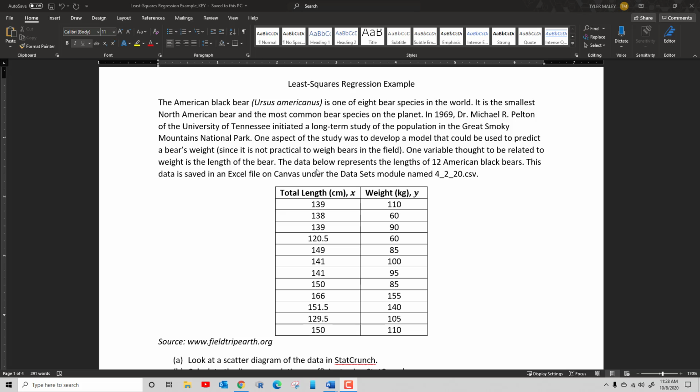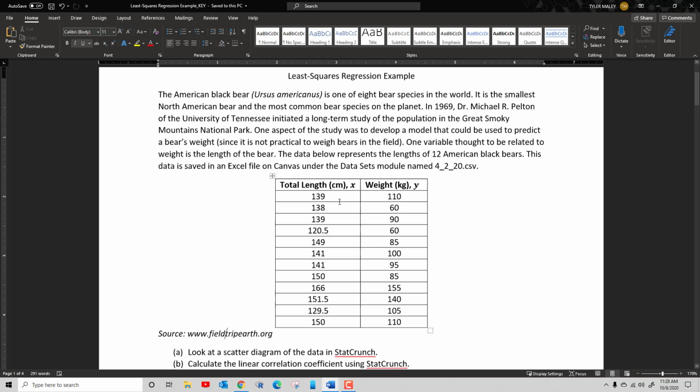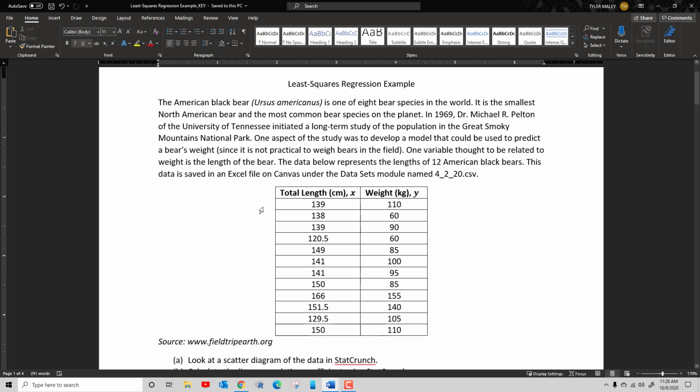The data below represents the length of 12 American black bears. This data is saved in an Excel file on Canvas, named 4_2_20.csv, right? I have that listed here, but also in an Excel file on Canvas. And this is the source of the data. Typically, if we're doing research, they probably had more than 12 bears, but that's what we're given. Maybe they only had 12, but who knows?